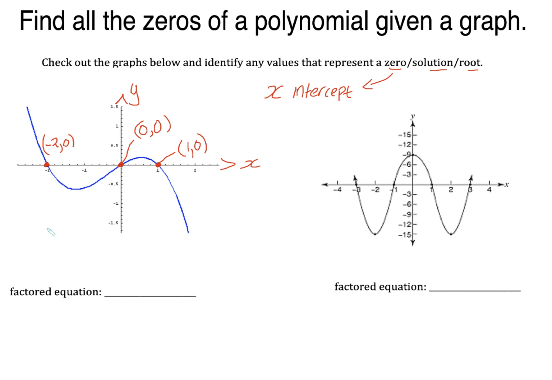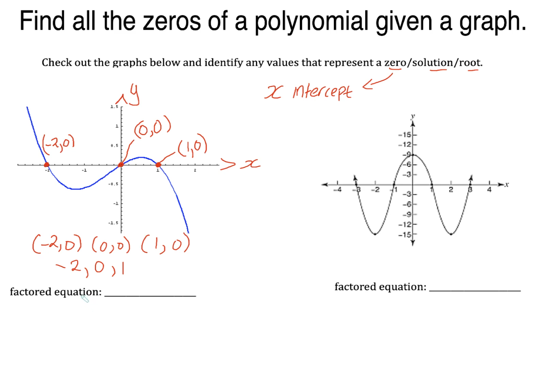Sometimes they can write their answer as points, like how we did here: (-2, 0), (0, 0), (1, 0). Or they can write it as a set. They can just write it as -2, 0, 1. Simple as that. Now, sometimes they may ask you to write the factored equation.